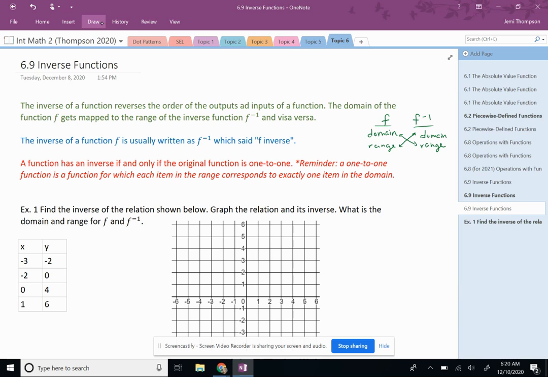When I am checking for something to be a function, is it a function? There's a variety of ways for me to check. One of those ways is called the vertical line test. The vertical line test says that anywhere that I draw an arbitrary vertical line only touches the graph in one spot.